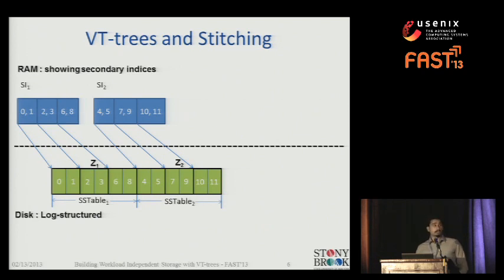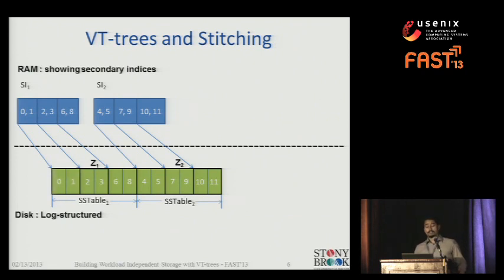So we have two SS tables on the disk, SS table 1 and SS table 2, each backed by a zone, Z1 and Z2. Zones are the basic allocation unit within our system. It's very similar to a segment in LFS. And then SS tables 1 and 2 have corresponding secondary indexes, SI1 and SI2, cached in RAM. As you could see, an SI entry actually points to a block worth of tuples in the SS table.